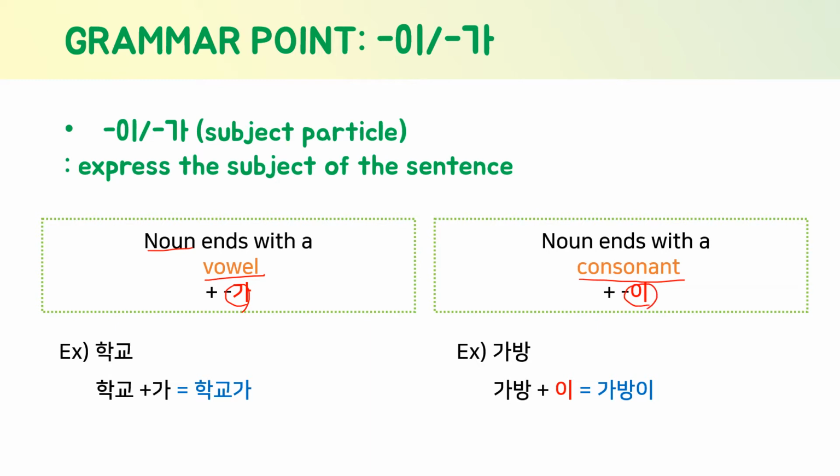For example, 학교. This word ends with a vowel, so you add 가. After the word, it becomes 학교가. And 가방, 가방. So this word ends with a consonant. Then you add 이 after the noun, so it becomes 가방이.